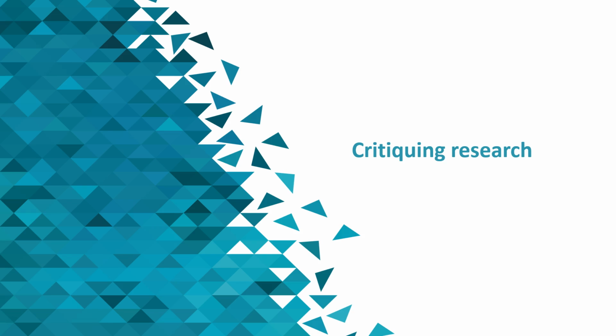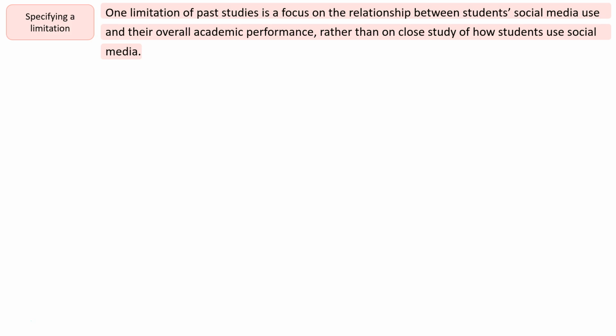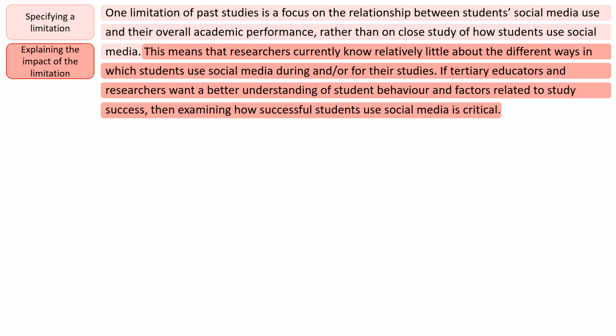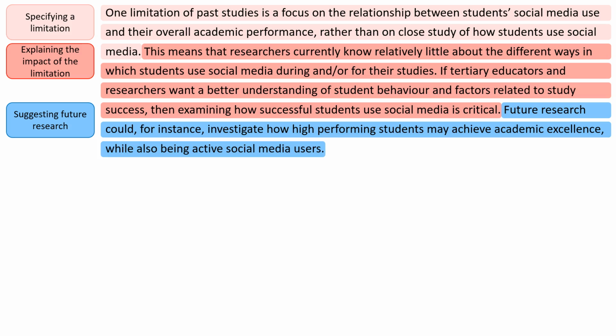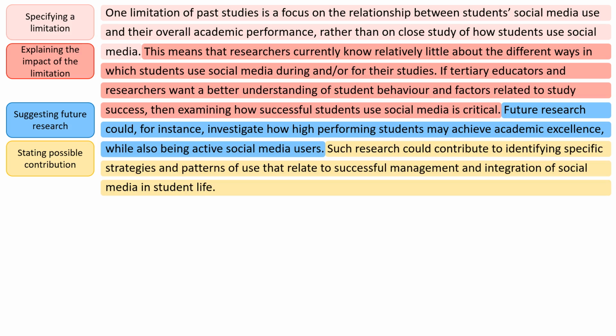Literature review assignments may also involve critiquing research. One way of doing this is to specify a limitation and explain its impact. Another way is to suggest future research and state its possible contribution. Check your lecturer's instructions for which parts you need in your assignment.